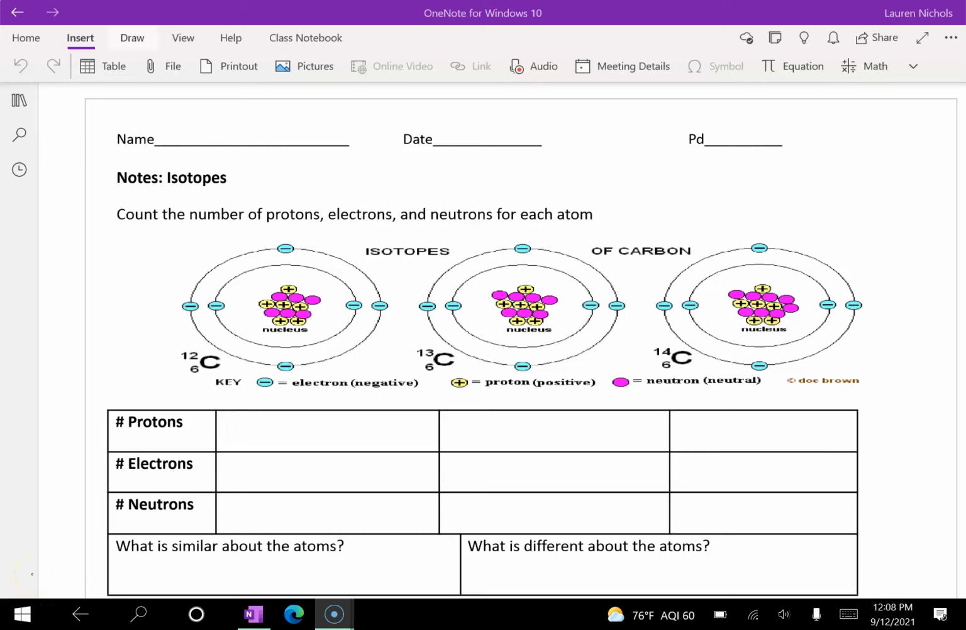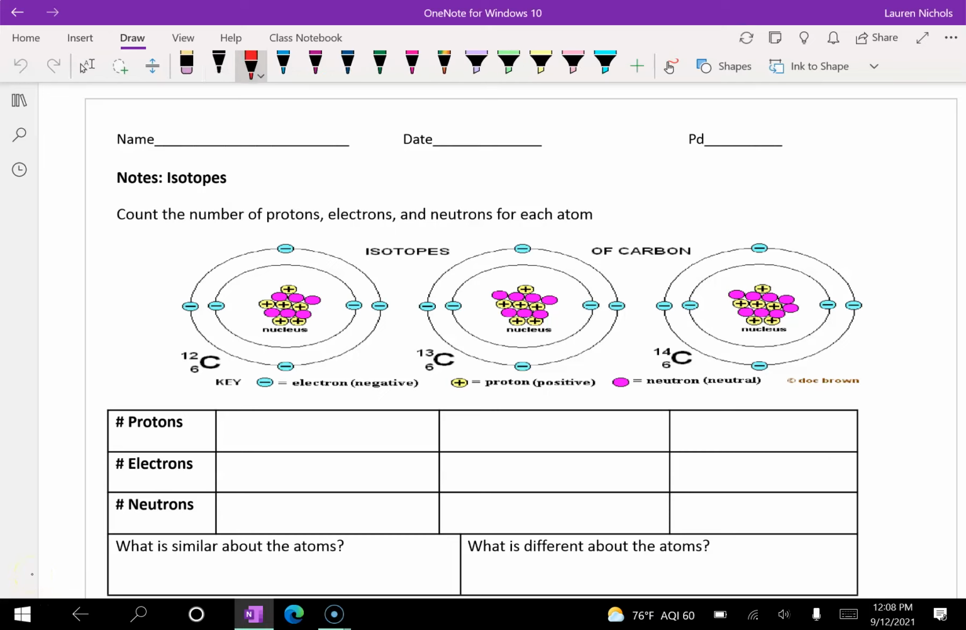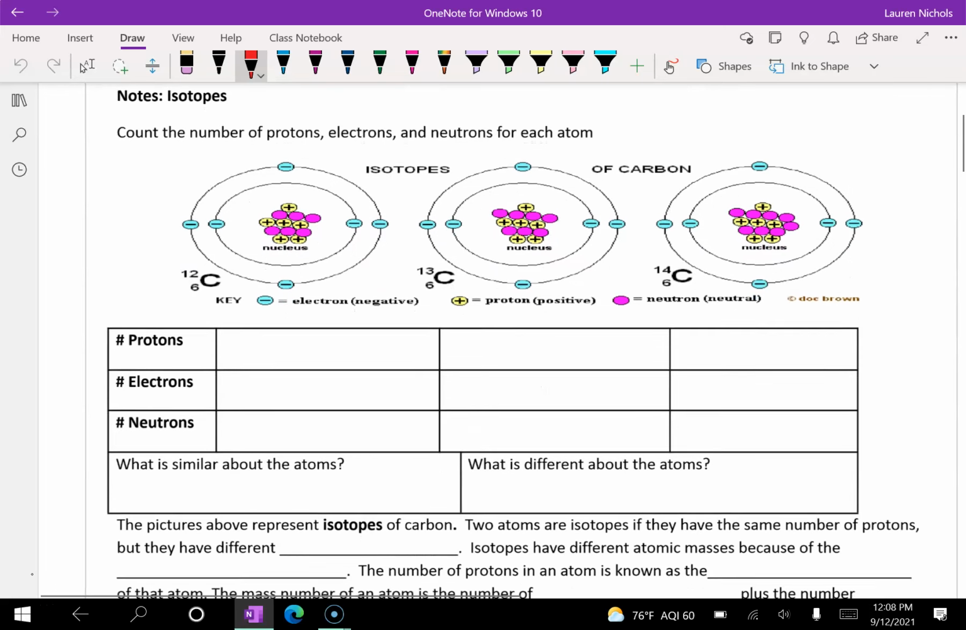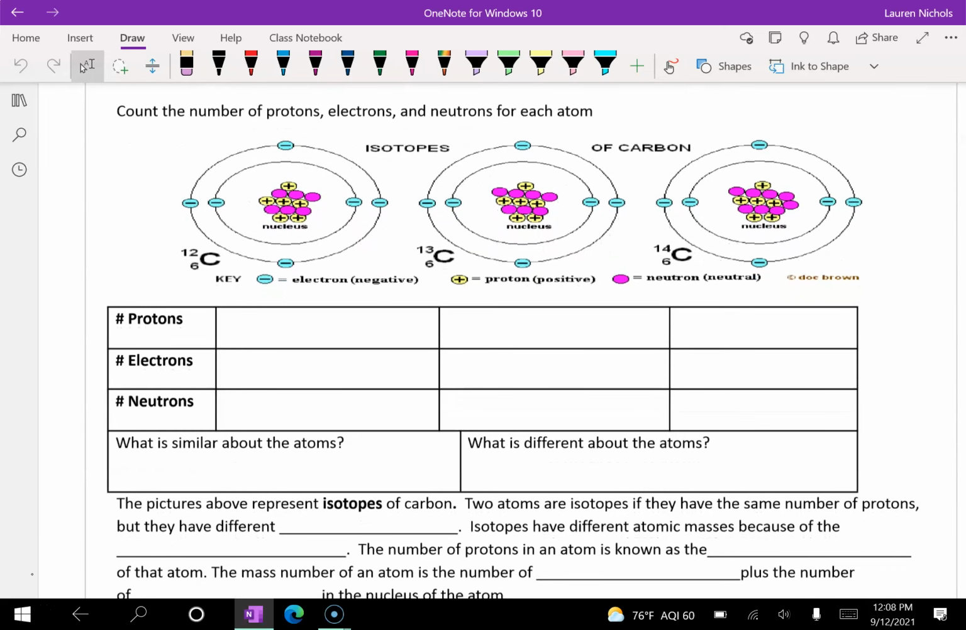Alright everyone, so in this video we're going to be discussing isotopes and ions. So in the previous video we were talking about atoms and protons and neutrons and electrons and how each of those can be calculated using your periodic table. So if we look at this first part, we're going to analyze what it means to be an isotope.